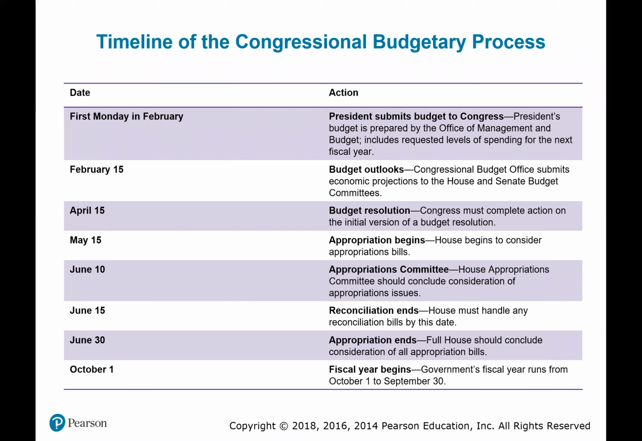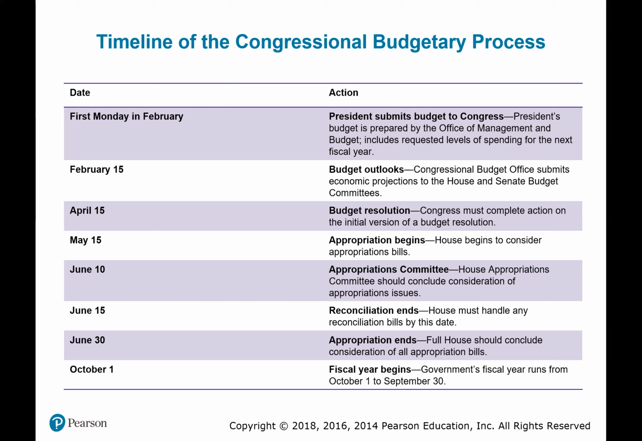So Congress, Senate, and House must complete action on the initial version of a budget resolution. May 15th, appropriation begins. So appropriation bills are spending bills, so they have to decide how they're going to spend the money. And June 10th, the Appropriations Committee, which is a very powerful committee in the House, concludes consideration of appropriations issues, so everything has to be done by then. And reconciliation ends June 15th. So any reconciliation bills have to be done by this date, and then you have appropriation ending on June 30th, and they have to conclude consideration of all appropriation bills.